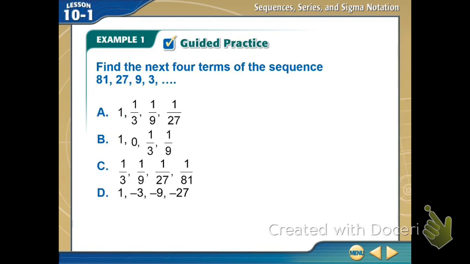All right, you try. Find the next 4 terms of the sequence. Remember, look for a pattern and then keep applying the pattern. You should have found that the pattern was divide by 3.